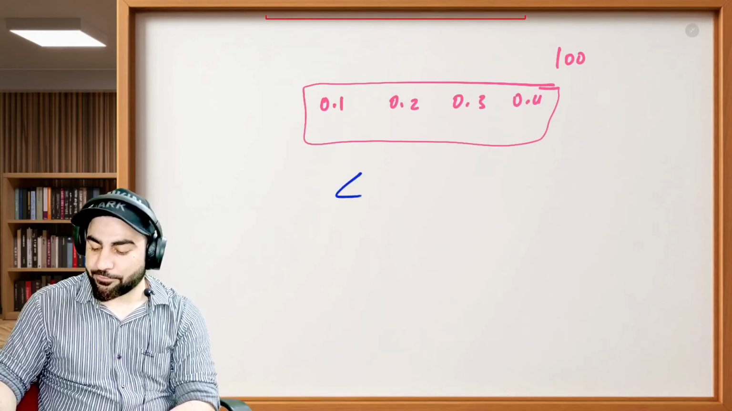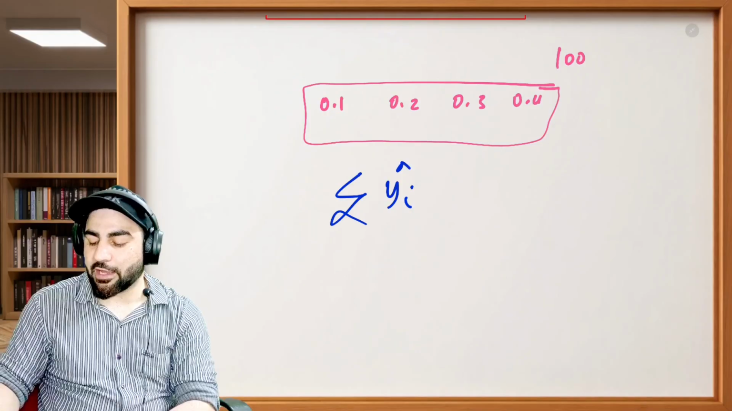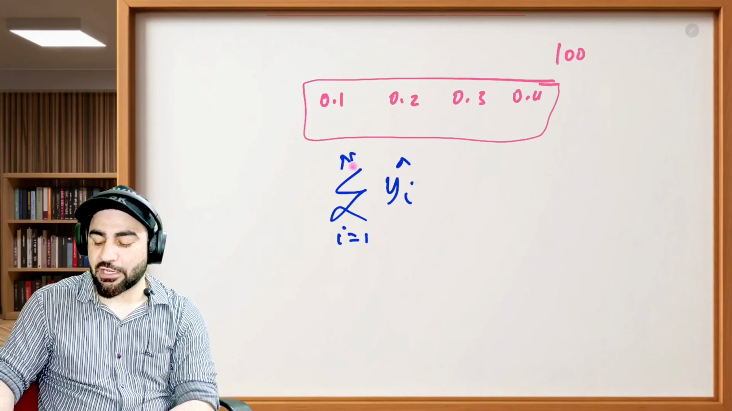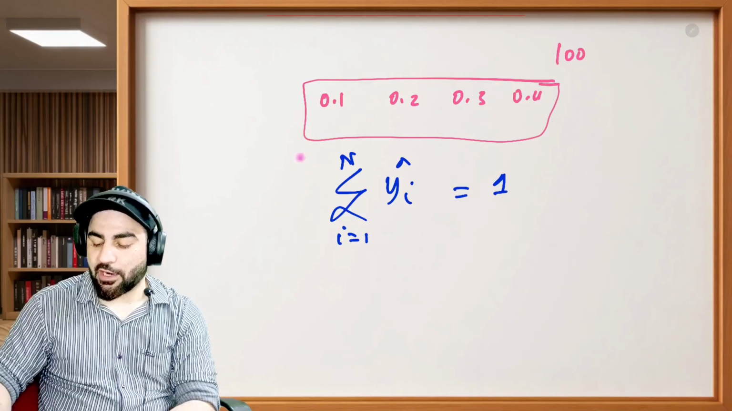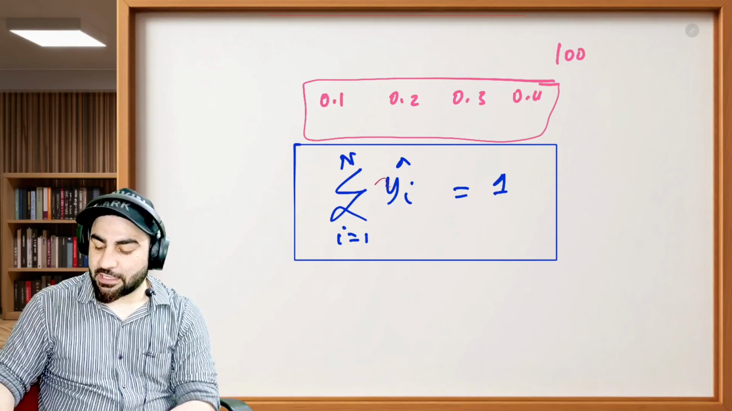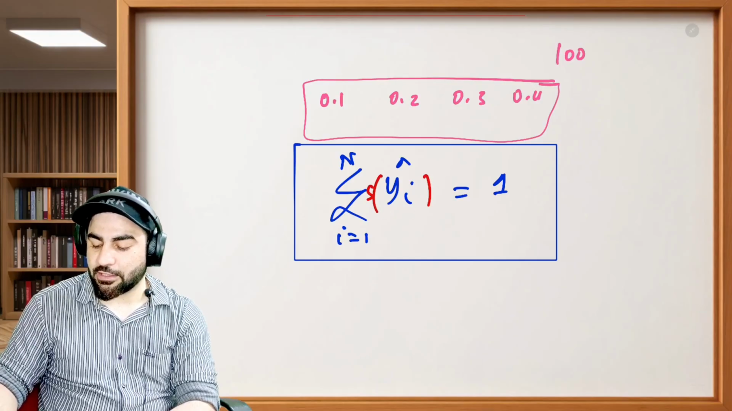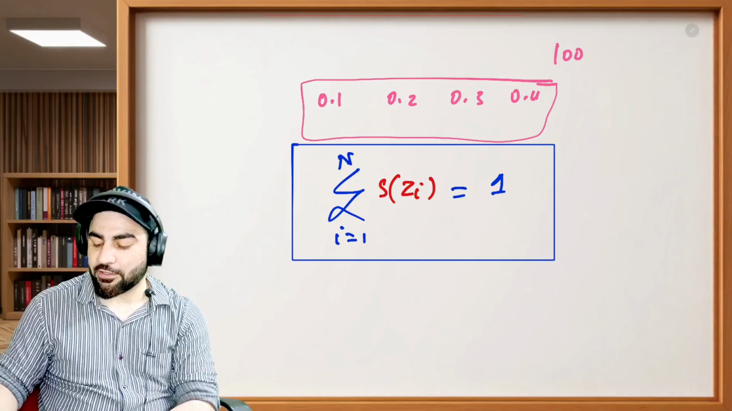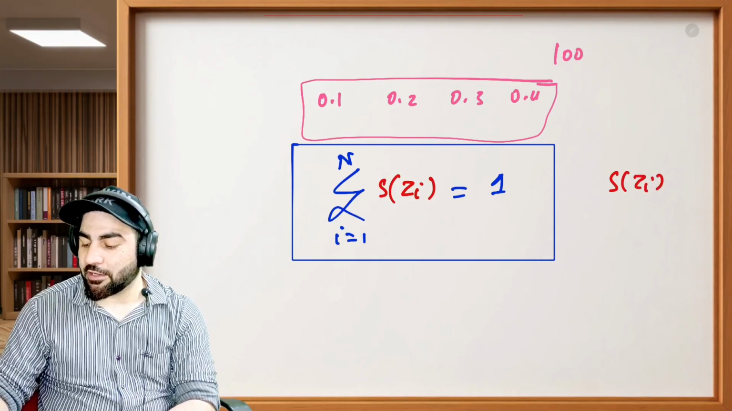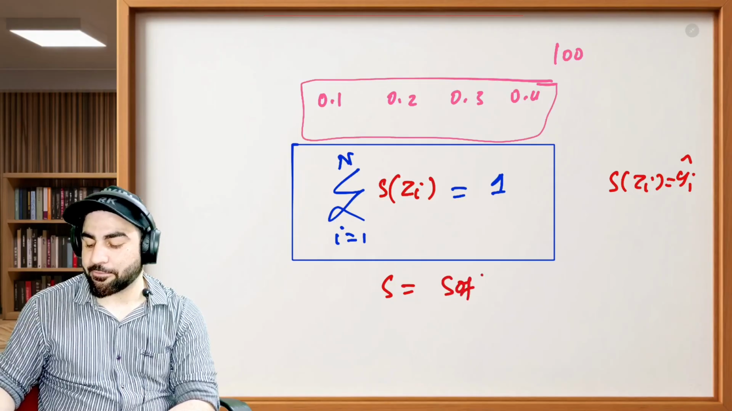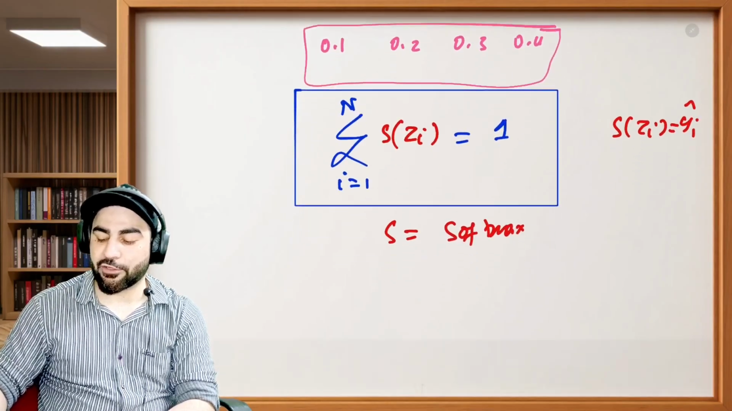So the summation of the predicted yi's after applying softmax, where i goes from 1 to, in this case 4, in general n, will be equal to 1 after the softmax function is applied. Let's consider this softmax as s. So s of zi is equal to yi hat, where s is equal to softmax. And we get the definition of softmax over here.